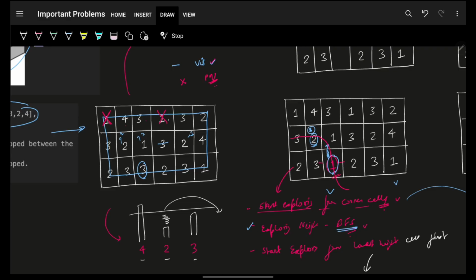Okay, now let's proceed forward. Next small cell is again a 1. Visited. Both the neighbors are already visited, so no worries. Next smallest cell comes as 2. Visited it. 3 and 4 are already visited, no worries. Next smaller cell 2. This 3 and this 3 all are visited, so nothing to change here.